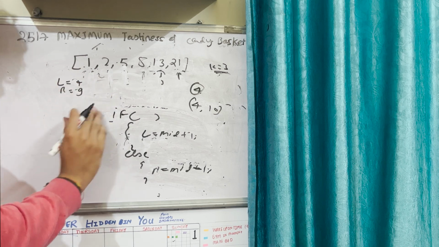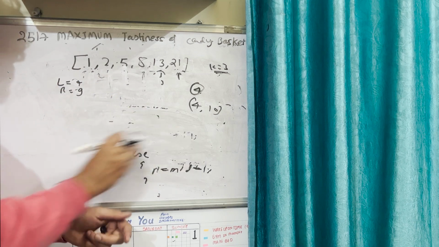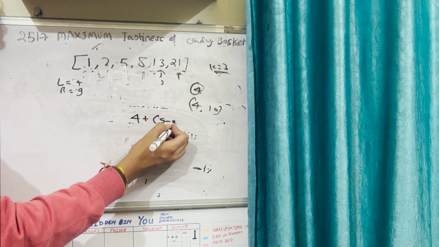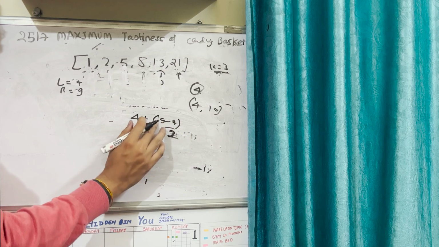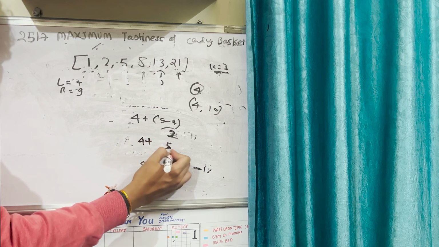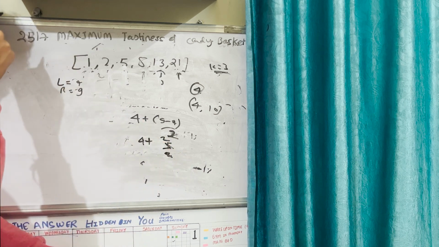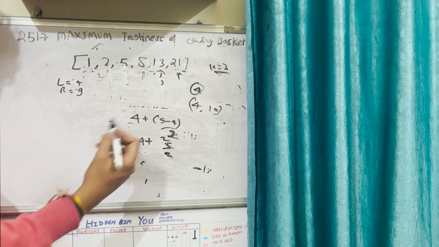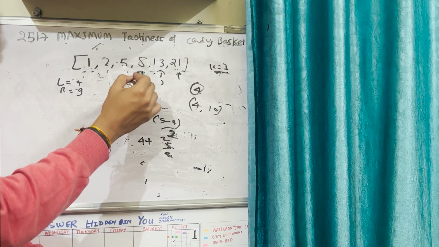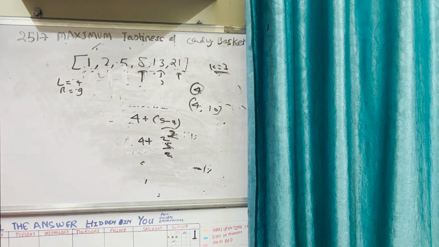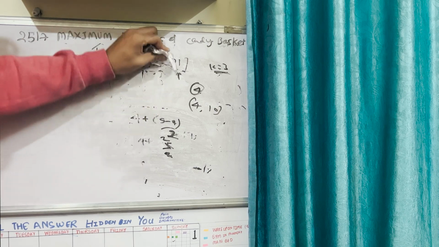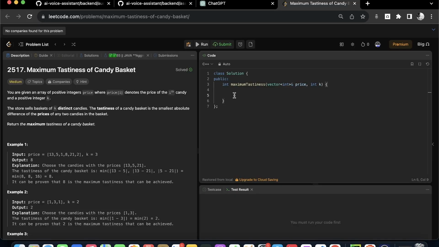Okay, next time your mid will be 4 plus 9 minus 4 by 2, which will be 4 plus 5 by 2, which will be 6. So you'll check for 6 k. If it is possible, then you'll again check for 7, and then you'll come to 8. 8 will be your maximum value. So I hope you understand. Let me take you to the coding part, or just code up the solution.